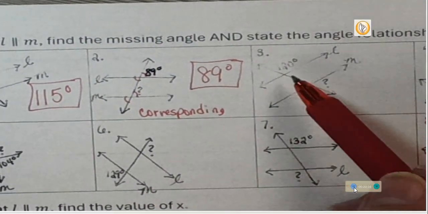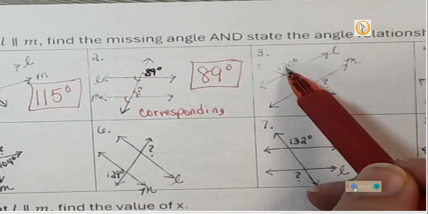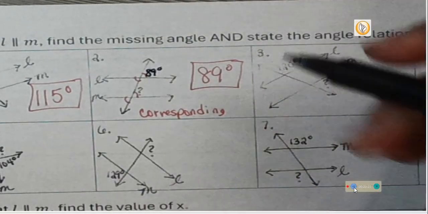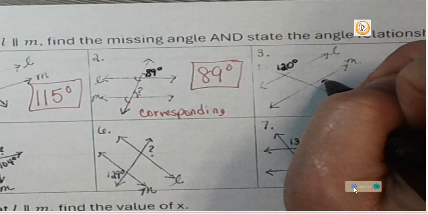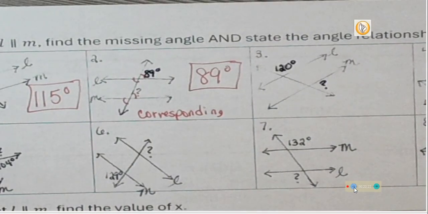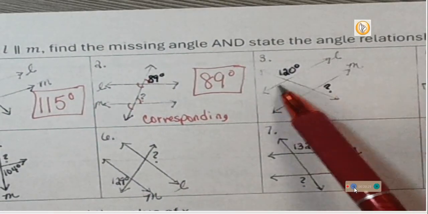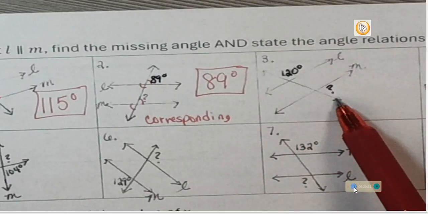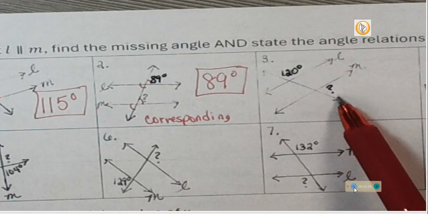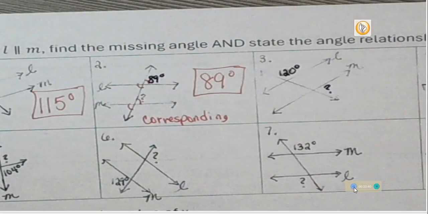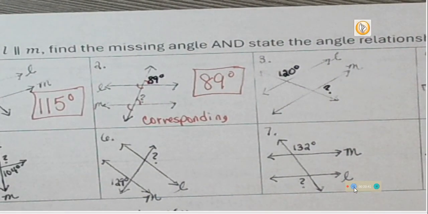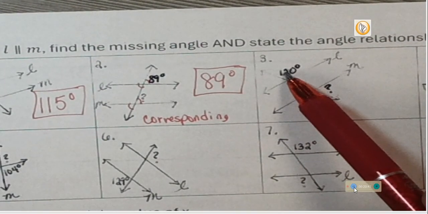Okay, so there's your lines. That is 120 degrees. All right, I'm looking for this angle. Now, there's your two parallel lines. This is your transversal. Are those two on opposite sides of the transversal or the same side? They're on the same side. So that makes them either corresponding or one of the consecutives.